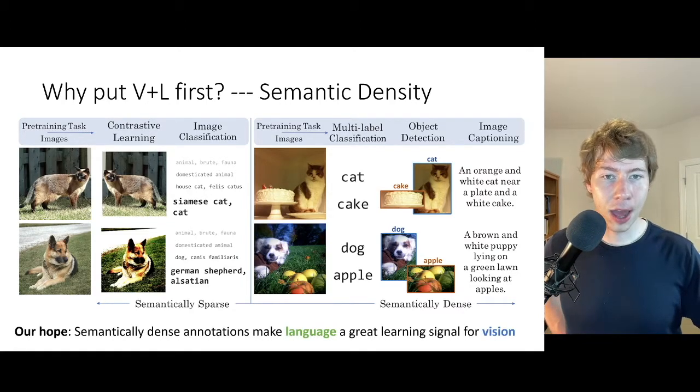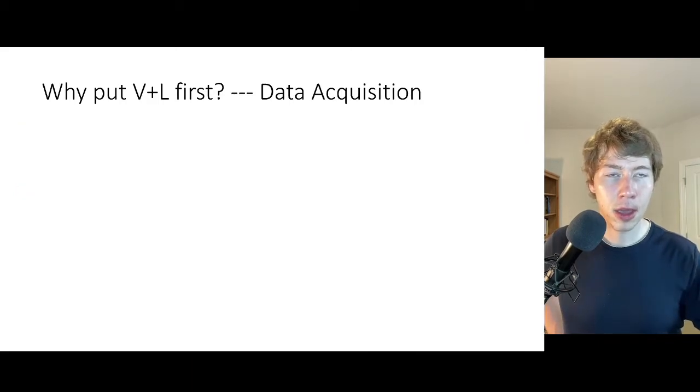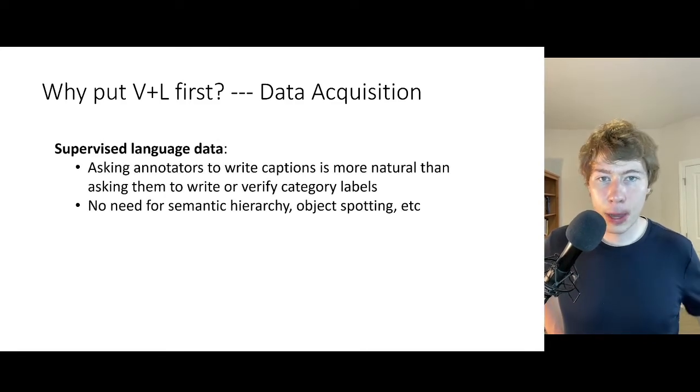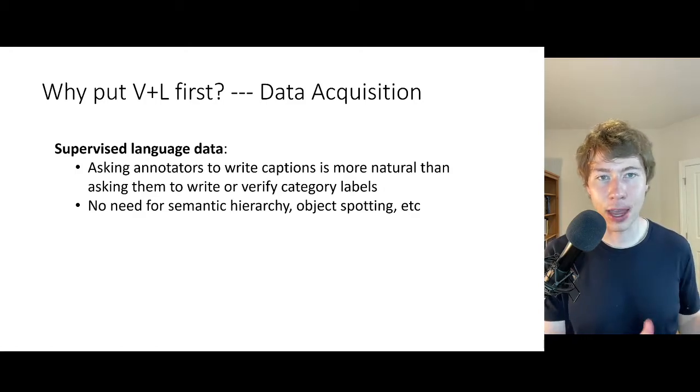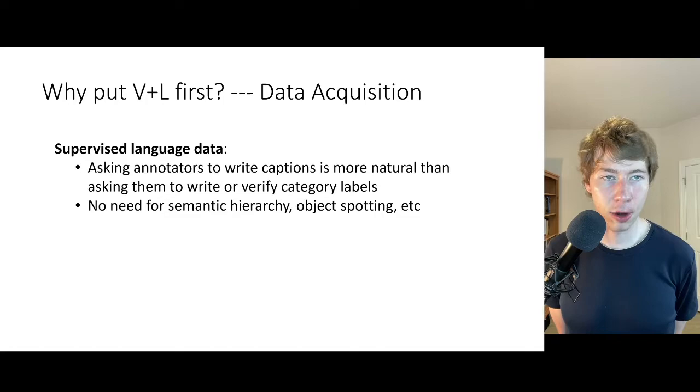So for this reason, I think that vision and language tasks should make a very good learning signal for learning powerful visual representations efficiently. A second reason why we might want to put vision and language first is the ease of data acquisition. First, even if we're in the regime of supervised annotation, where we're paying human annotators to collect data, I think that asking annotators to write captions is much more natural than asking them to verify image labels in a big semantic label hierarchy.